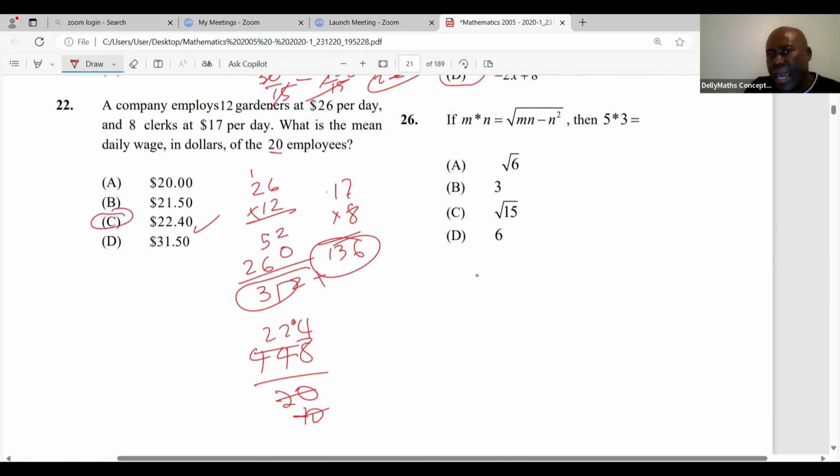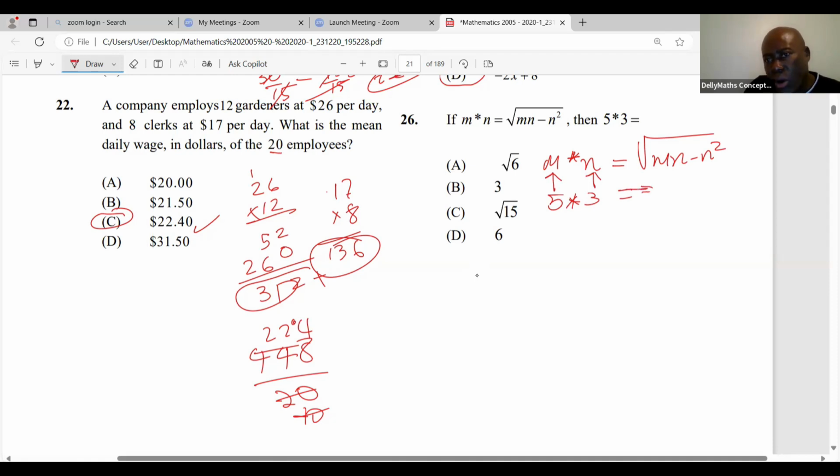If m asterisk n is equal to the square root of mn minus n squared, then 5 asterisk 3 is what? We're simply going to substitute. Right? Remember that the question starts off by saying, listen, if m asterisk n gives us this, then if I'm looking for 5 asterisk 3, the 5 will function like the m, the 3 will function like the n, and this is because of the order in which they appeared.